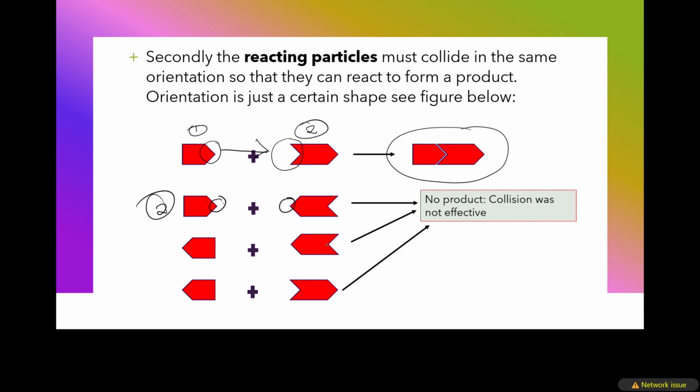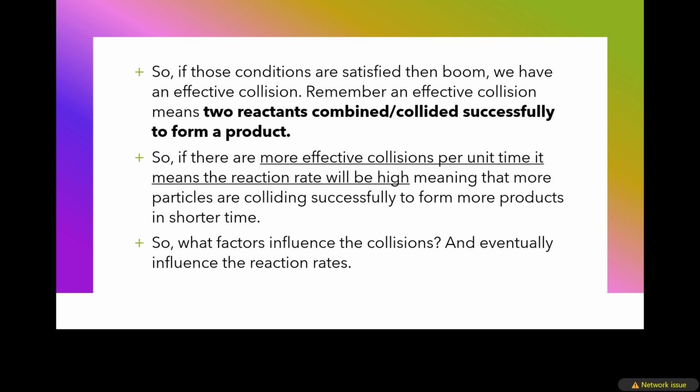So for a collision to be effective, the basic is that they must have the same shape, or they must be in the same orientation so that they can collide effectively. So here you can see even in reaction 3, when these parts bump into each other, they will not be able to form any product. But then in the first example, when these two parts bump into each other, they are complementary to one another in such a way that they can form a certain product. So using these 3 other reactions, which is 2, 3, and 4, there is no product that is formed. Hence, we say that the collision is not effective.